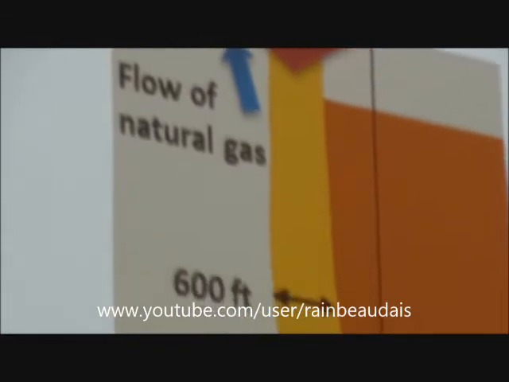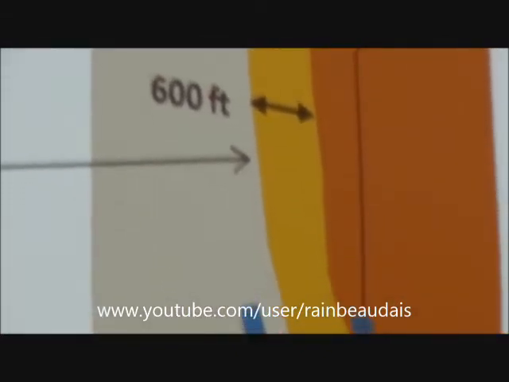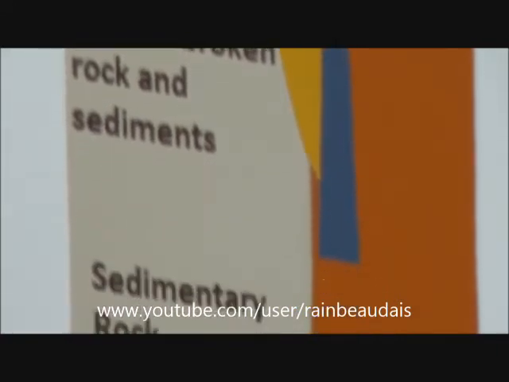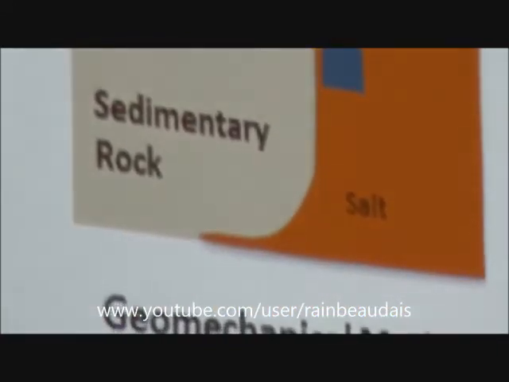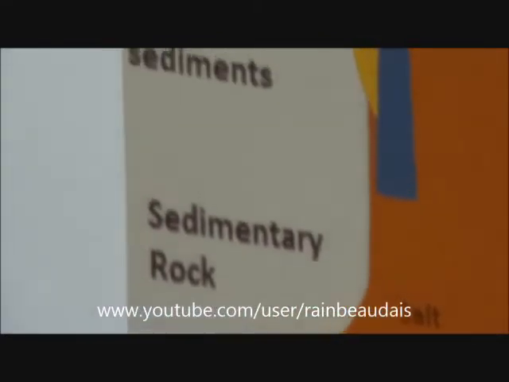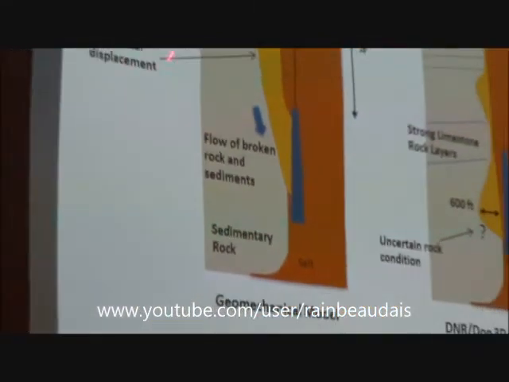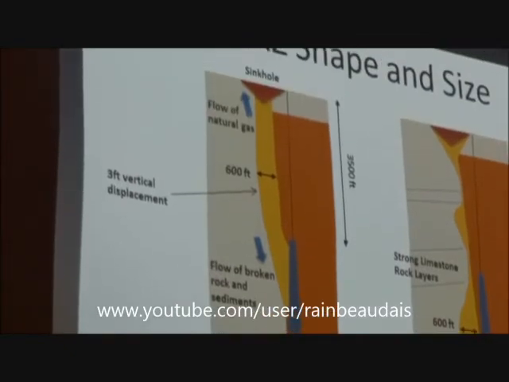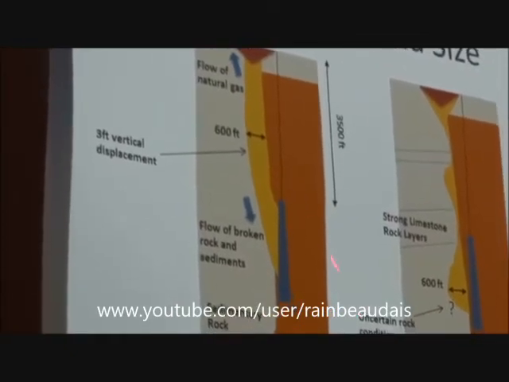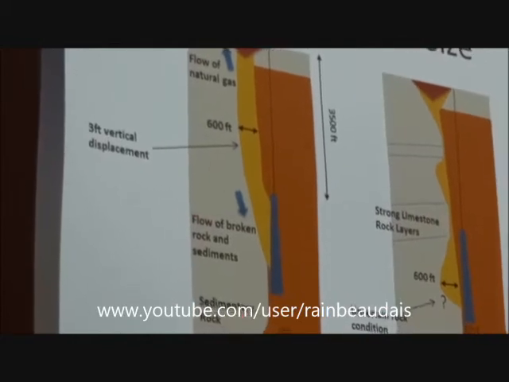As I mentioned, this provides a flow of broken rock and sediments into the cavern and a flow of gas up towards the surface. And we estimated that about 600 foot away from the salt dome, we'd see about a 3 foot vertical displacement of the rock. It's moving downwards into the cavern. This is salt, this is sediments.